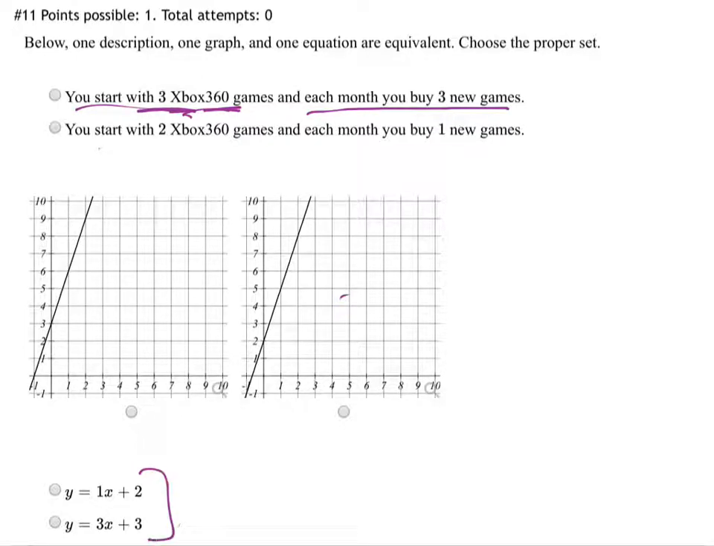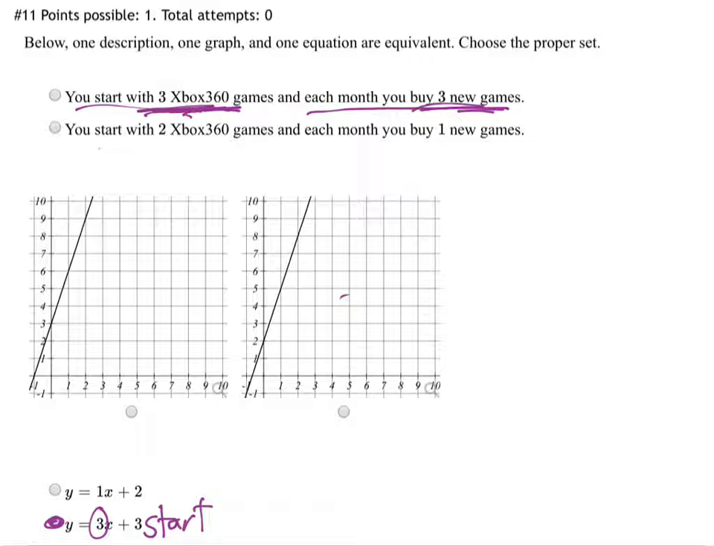Let's just jump down to the equations first. I think that'd be easier. Does one of those two equations seem to match that? You start with 3 and you buy 3. Yeah, it's that bottom one. Which number is the starting number? I know they're both 3. Remember, the number off to the right is where you start a graph. And then the other number is your slope.